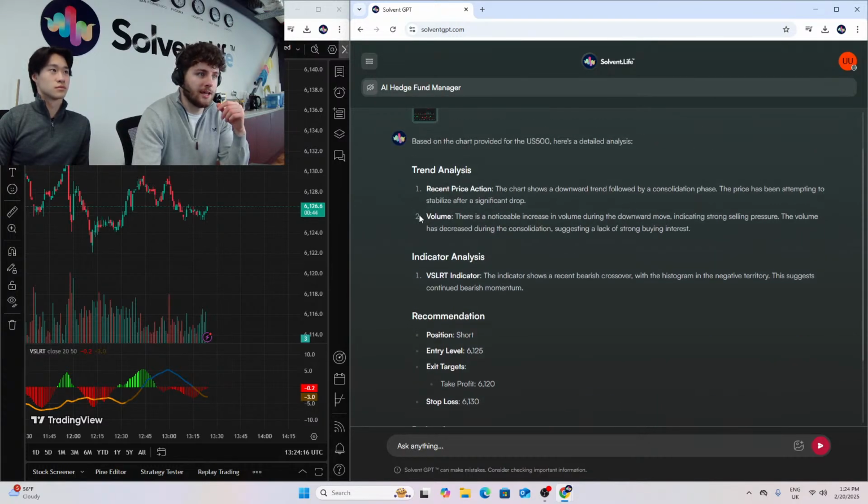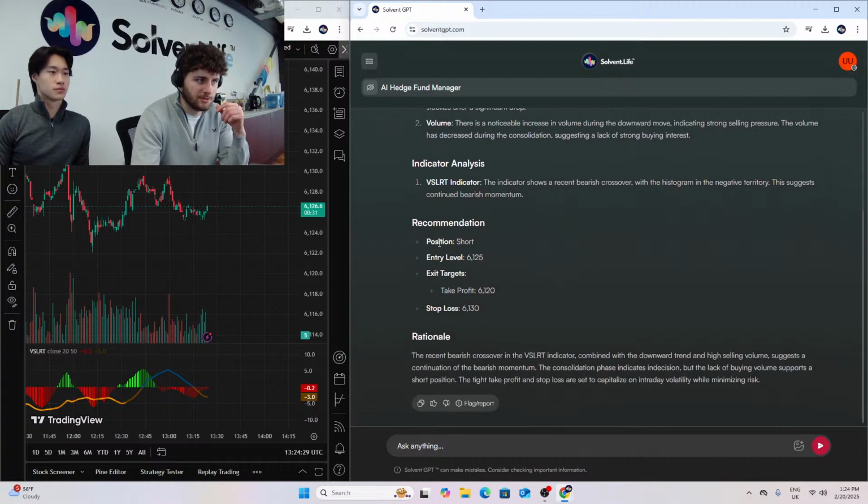Trend analysis, we have some quite recent price action, downward trend followed by a consolidation. Price has been attempting to stabilize after a significant drop. So it's recommended we take a short, entry level 125, exit targets 120 and 130 as our stop loss. Okay, fantastic. Let's take that.